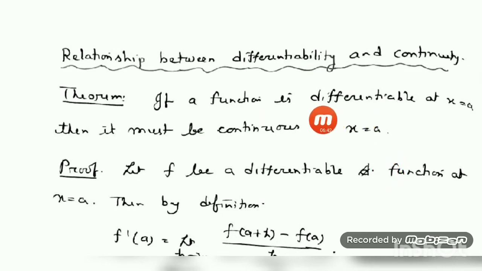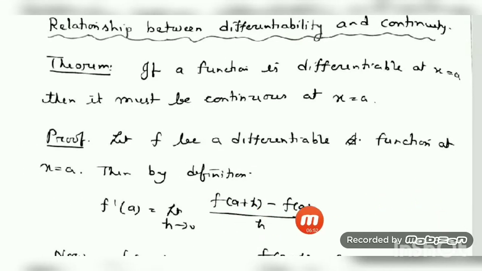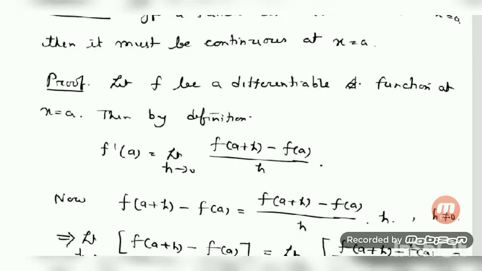So first, what is given? It is differentiable. Since f is a differentiable function at the point x equal to a, by definition, what conclusion can we give? Limit h tends to 0, f of a plus h minus f of a by h is equal to f dash a. This is by the definition of differentiability. And we have to show that it is continuous. Hope you remember the definition of continuity. When will we call the function continuous at the point x equal to a? If limit x tends to a, f of x equals f of a.